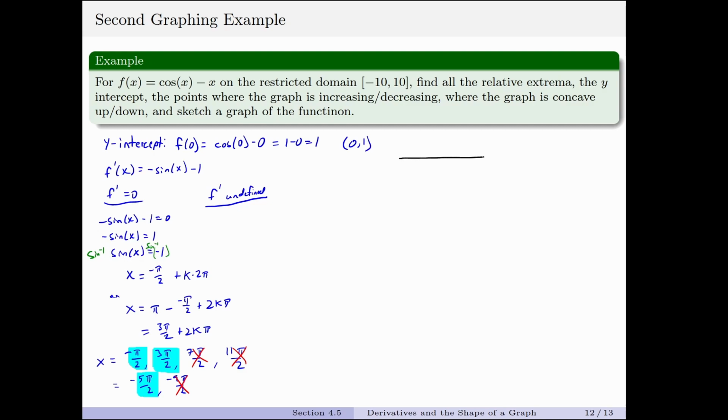So I'm going to make a number line, and I'm going to put a hard stop here, -10 and 10, and I don't have anything to the left and to the right of that. In between, I have 3 critical numbers, -5π/2, -π/2, and 3π/2. Oh, sorry, where f' is undefined, there's no solution there. Sine x is defined everywhere.